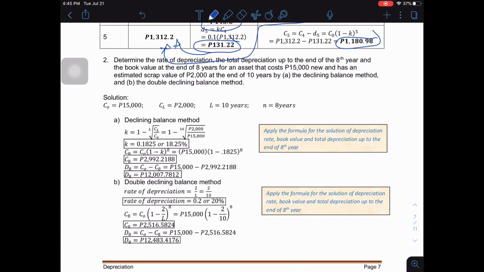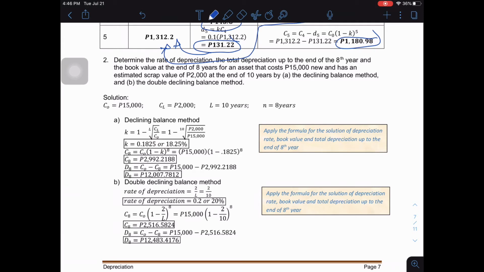Number 2, determine the rate of depreciation, the total depreciation up to the end of 8th year, and the book value at the end of 8 years for an asset that costs 15,000 new and has an estimated scrap value, or salvage value, of 2,000 at the end of 10 years by declining balance method and double declining balance method. Okay, so we just apply the formula for the solution of depreciation rate, book value, and total depreciation at the end of 8th year.